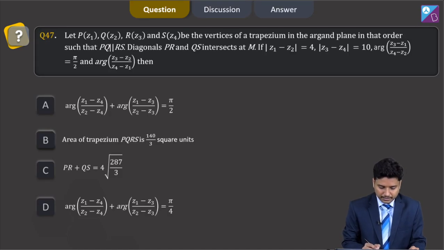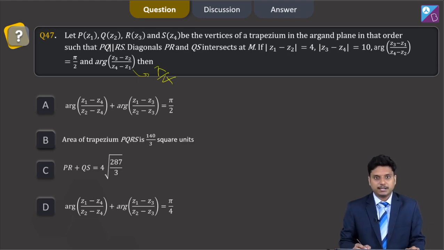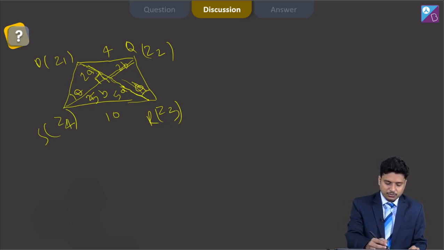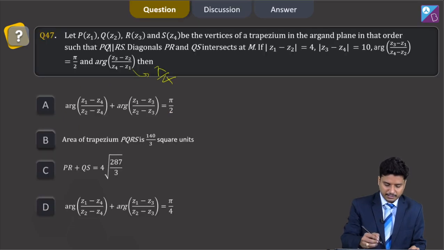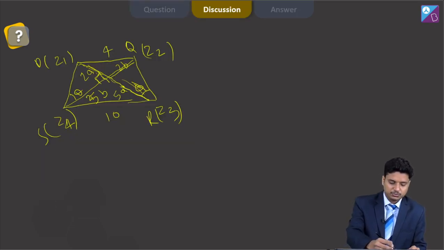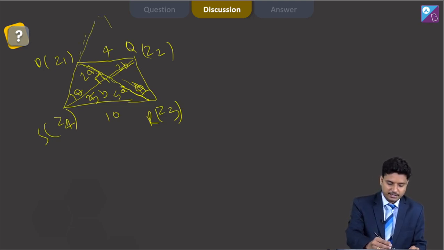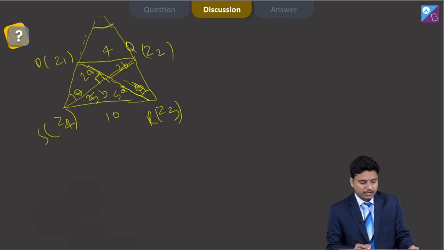Another piece of information is there that is incomplete actually, but what is it in the question? It is argument of Z3 minus Z2 upon Z4 minus Z3, that is given to be pi by 4. Z3 minus Z2 is actually this vector, and Z4 minus Z3 is this vector. These two vectors actually are at angle pi by 4. So if we try to extend it and join these, the angle formed here is actually pi by 4.